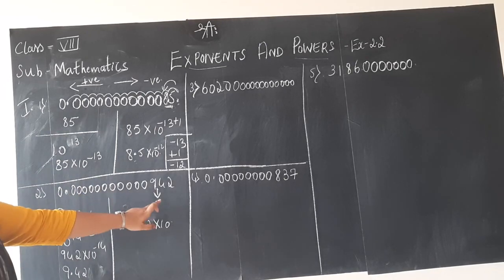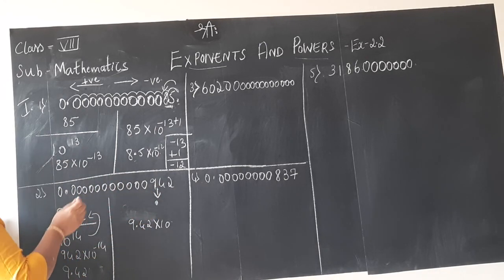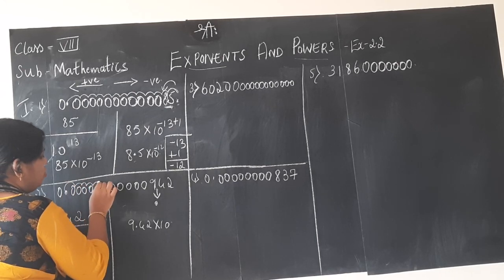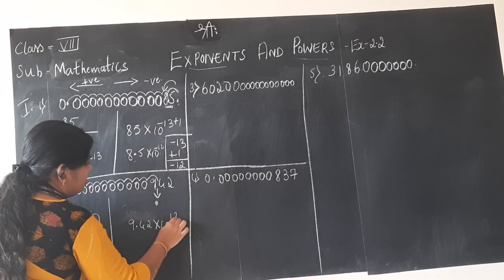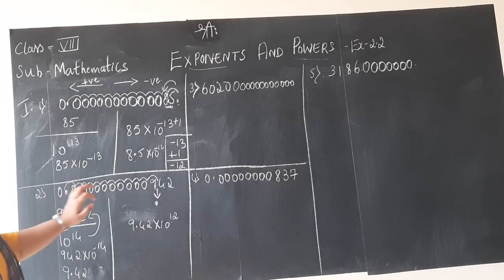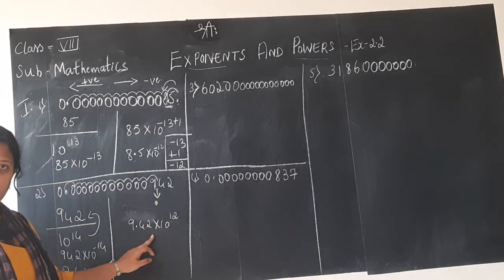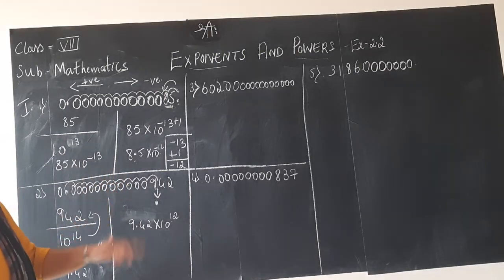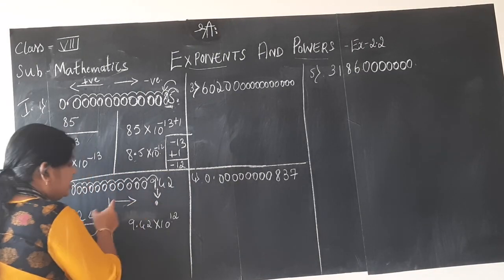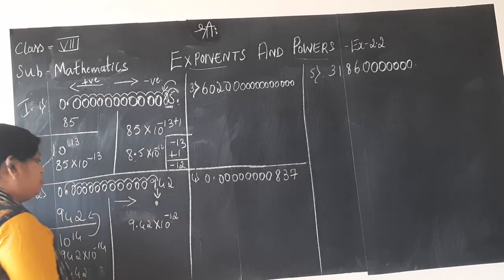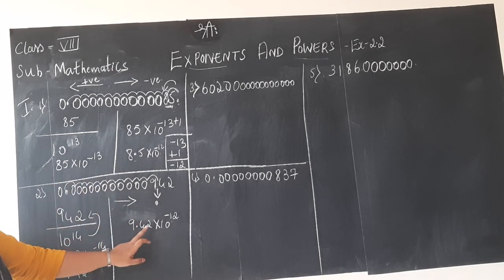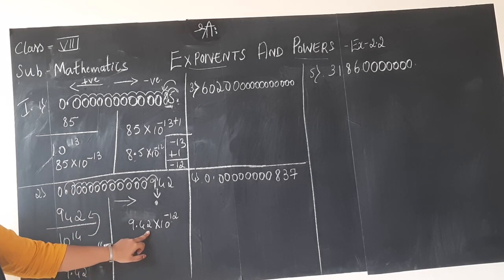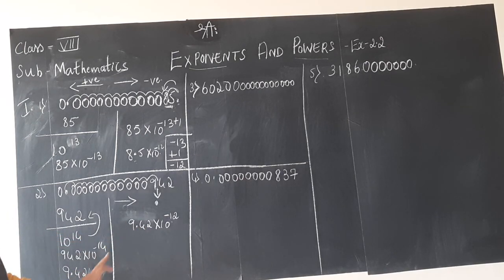We will bring this decimal point to this place now. We will count how many places we shift. 1 2 3 4 5 6 7 8 9 10 11 12. So I shifted 12 decimal places in order to get 9.42. After shifting the decimal point, which direction did you shift? In this direction, that is, it is minus 12. So 942 into 10 power minus 14, or it is 9.42 into 10 to the power minus 12. Both ways you should learn to express, and both you should write in your classwork also.